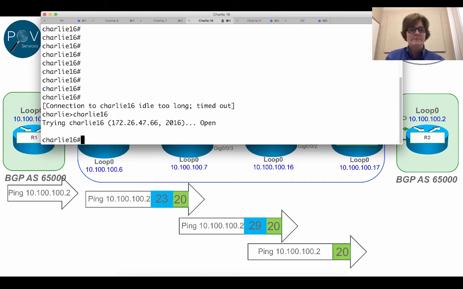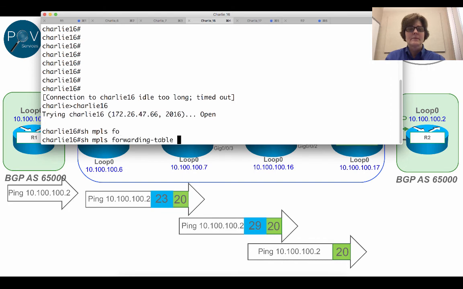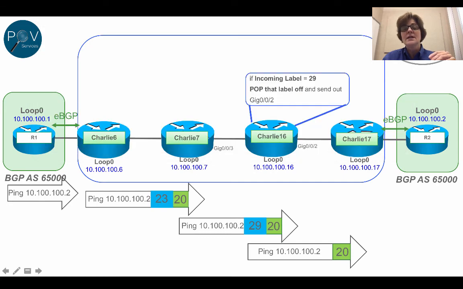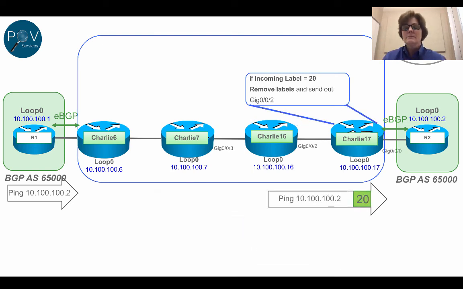Let's look at what Charlie16 looks like. Show MPLS. So what's supposed to happen with 29? 29 comes in right here, and Charlie16 says pop the label, pop it off, and then send it out gigabit 0/0/2. So it sends it out gigabit 0/0/2, and it gets to Charlie17 as just this label. Now what's Charlie17 supposed to do with this? He's the ultimate destination of the labels. He's the whole reason why we had all those blue labels, so that 20 could make it to where he was the one who told them.